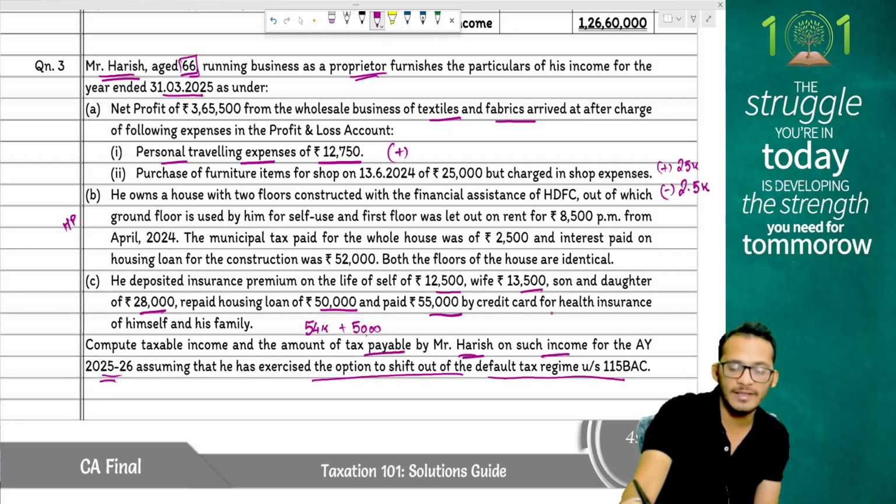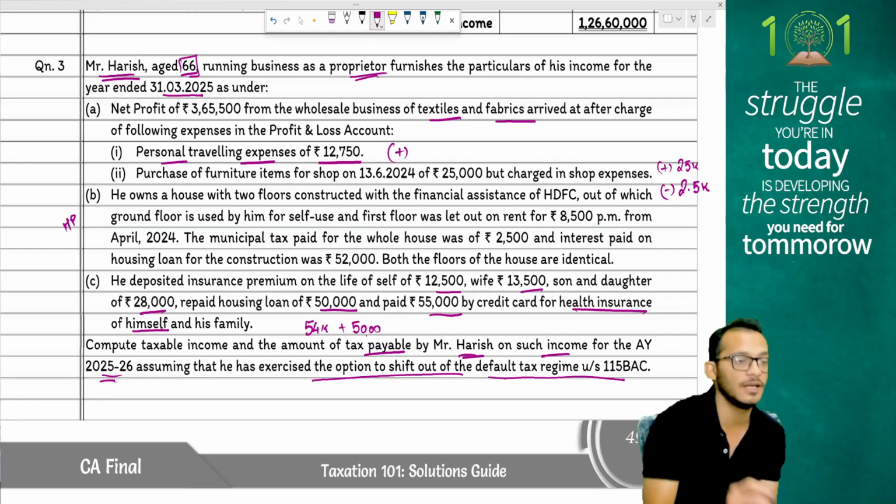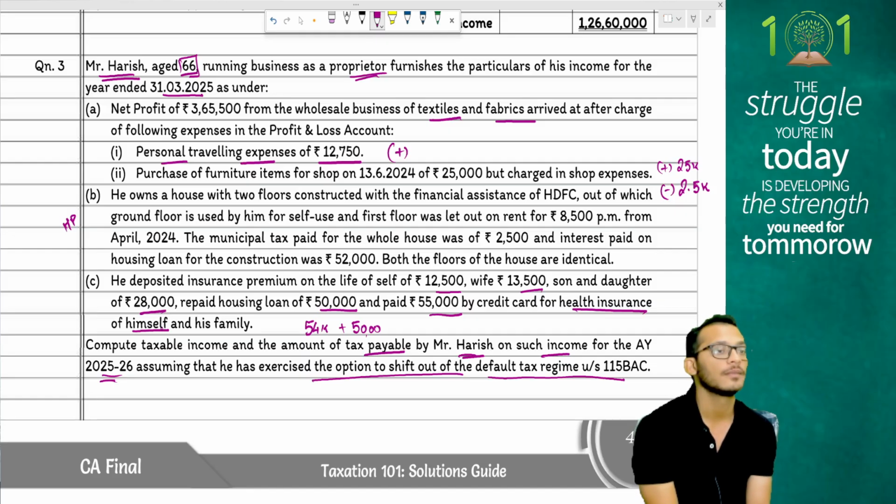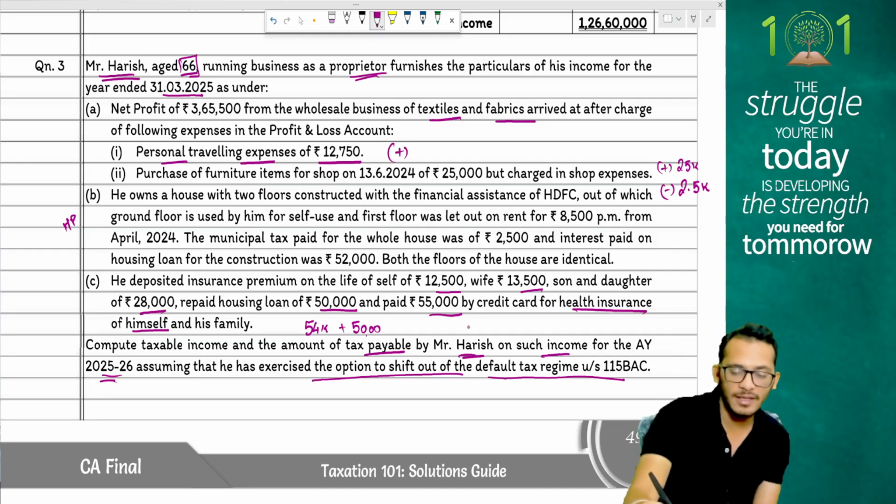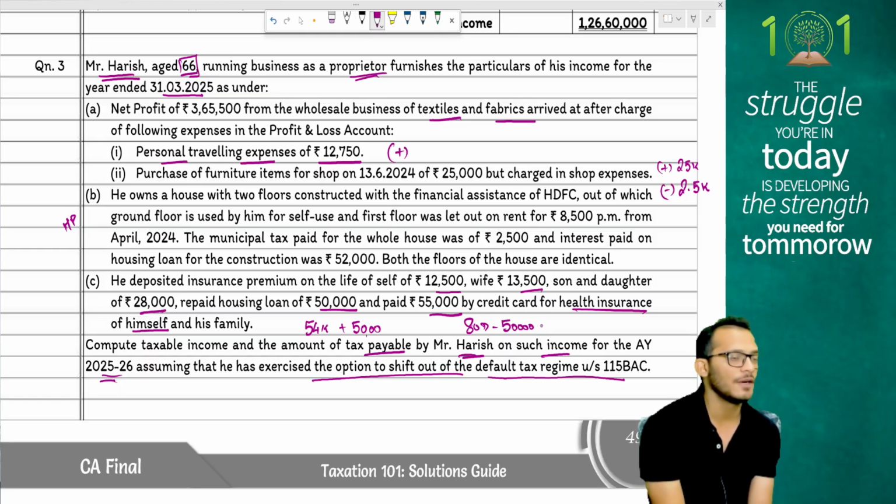Then I have paid 55,000 by credit card for health insurance of self and family. Health insurance is 80D. The amount allowed as deduction is 50,000. Read the age on the top.